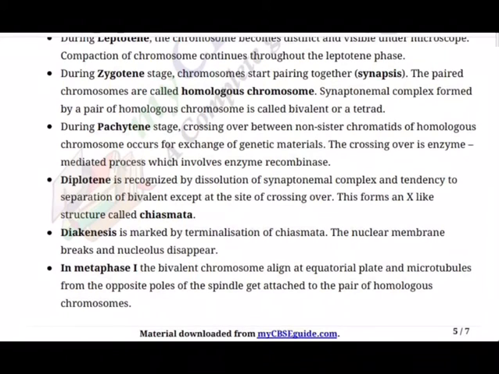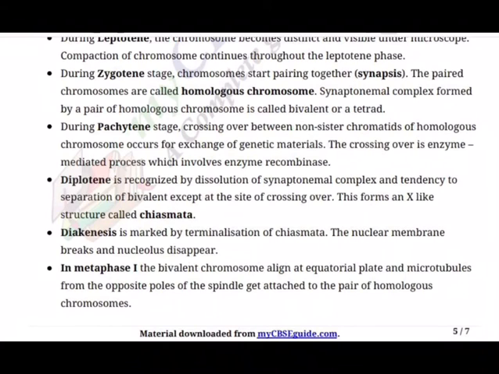And diakinesis is marked by terminalization of chiasmata. The nuclear membrane breaks and the nucleolus disappears. So diakinesis is the final stage of prophase 1. This is marked by terminalization of chiasmata. So the chromosomes are coming back, and formation of hybrid chromosomes is the result of this.